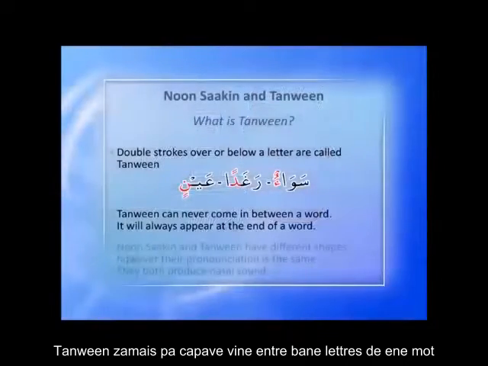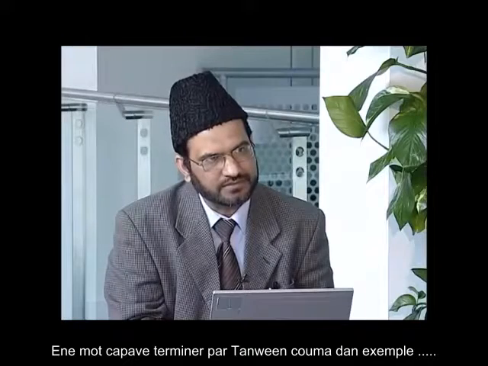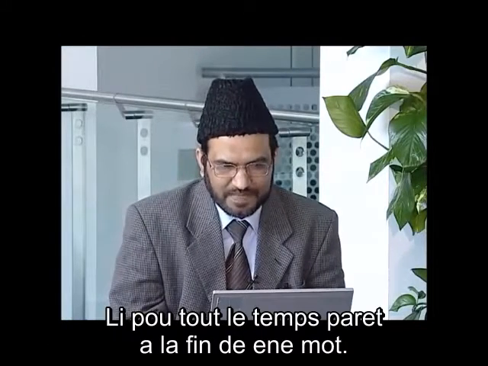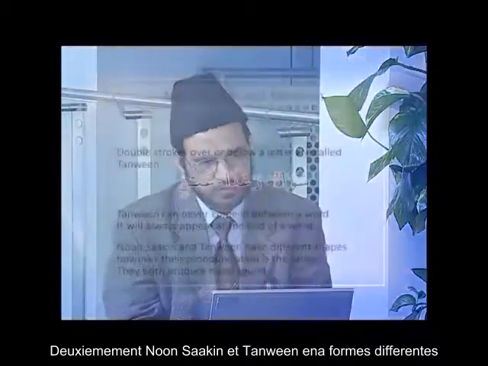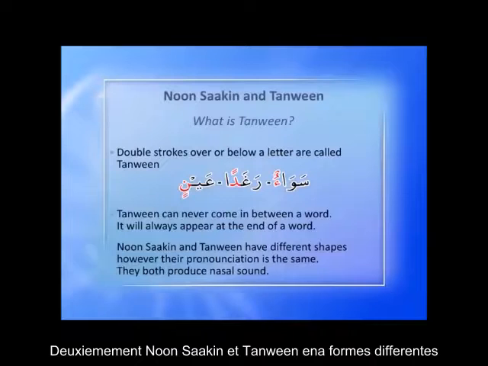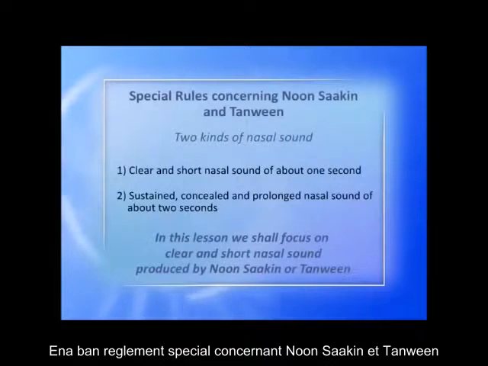Tanween can never come in between a word. A word can end with it, like for example Sawaun. It will always appear at the end of a word. Secondly, Noon Saakin and Tanween have different shapes, but their pronunciation is the same, because they produce a nasal sound. Now, there are special rules concerning Noon Saakin and Tanween.